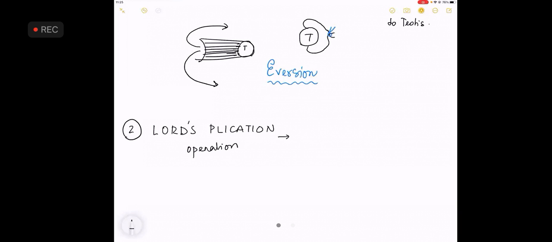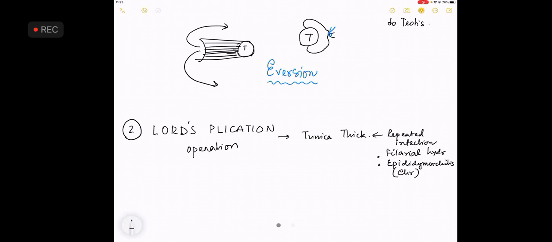It is always done if the tunica is thick due to repeated infections. The best example is a filarial hydrocele, or a patient with chronic epididymo-orchitis. Now what is important in this operation is that eversion cannot be done because the tunica is so thick.